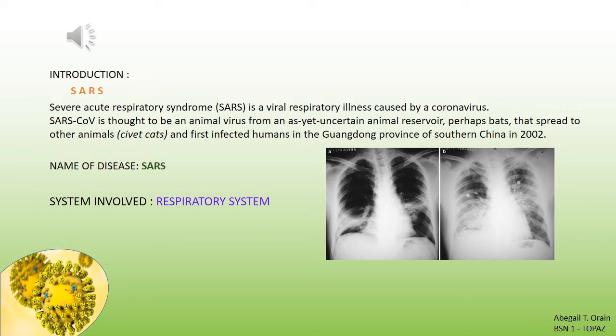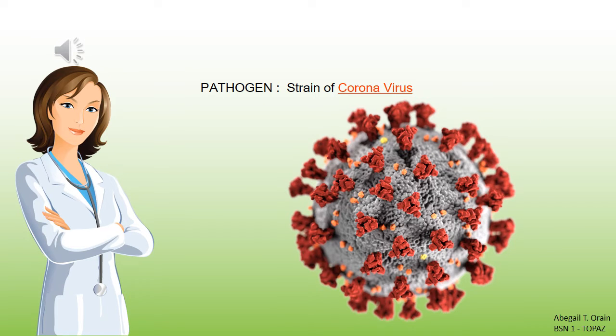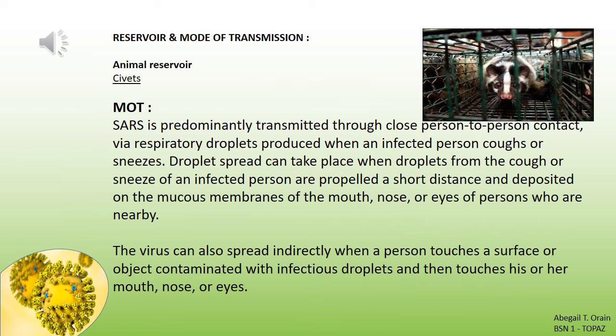The name of this disease is SARS. The system involved is the respiratory system. Here is the pathogen of SARS. It is a strain of coronavirus. The reservoir and mode of transmission of SARS. The reservoir of SARS is animal, the civets.